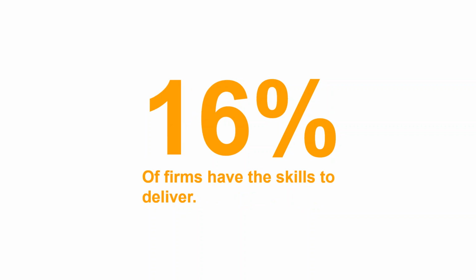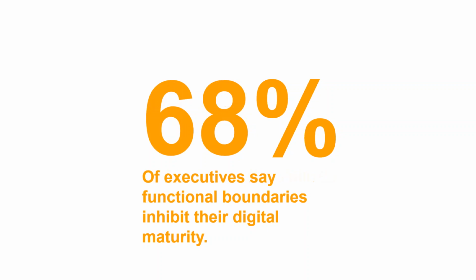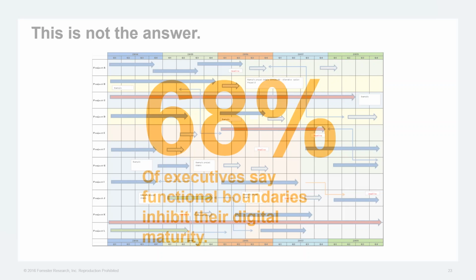Only 16% feel that they have the skills to deliver on that strategy. And nearly 70% of executives say that the functional boundaries, the silos in their business, are inhibiting their digital maturity. So yes, whilst we're starting down this journey to digital, there are some challenges, some real issues that we do have to overcome.